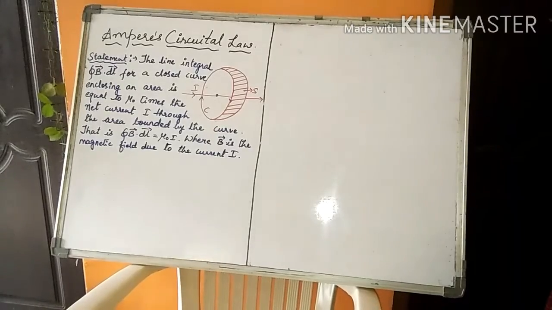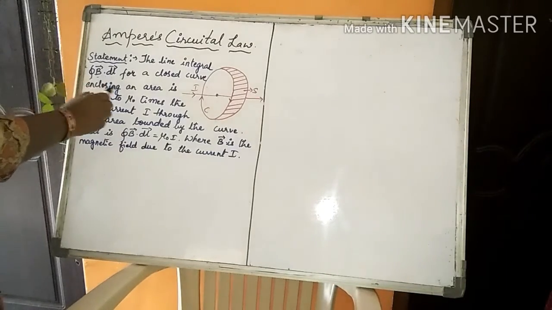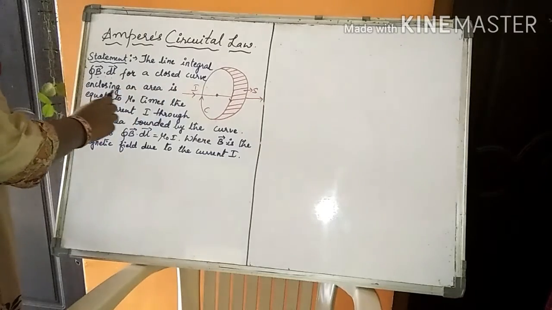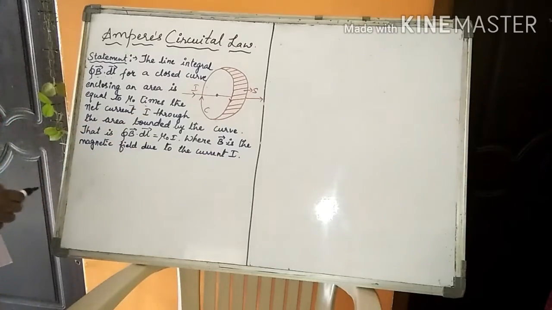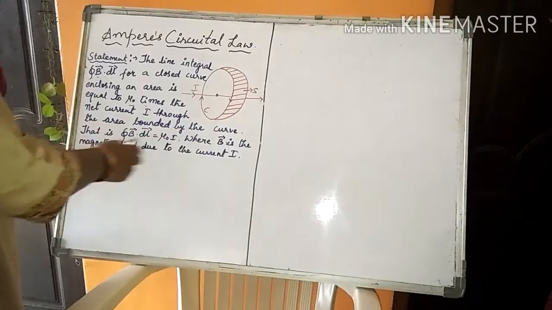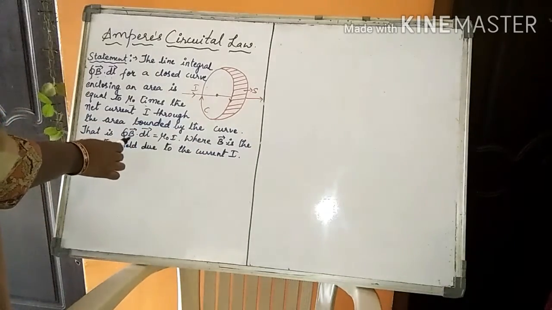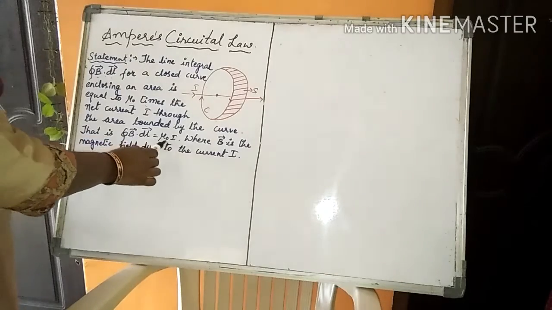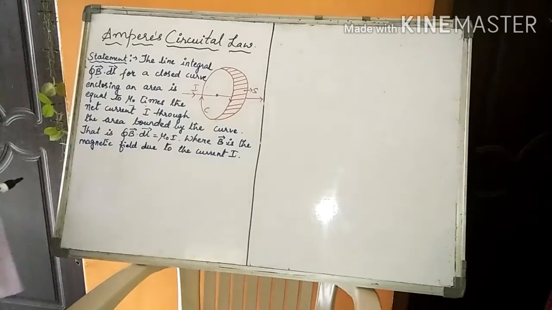So what does the law state? The line integral over a closed curve of B dot dl, for a closed curve enclosing an area, is equal to mu naught times the net current I through the area bounded by the curve. That is, the integral over the closed curve of B dot dl equals mu naught times I, where B vector is the magnetic field due to the current.